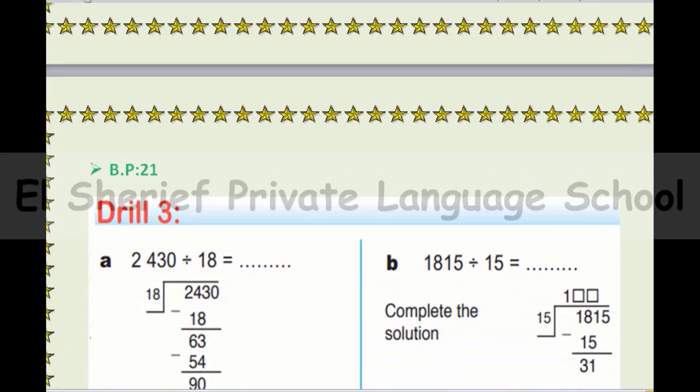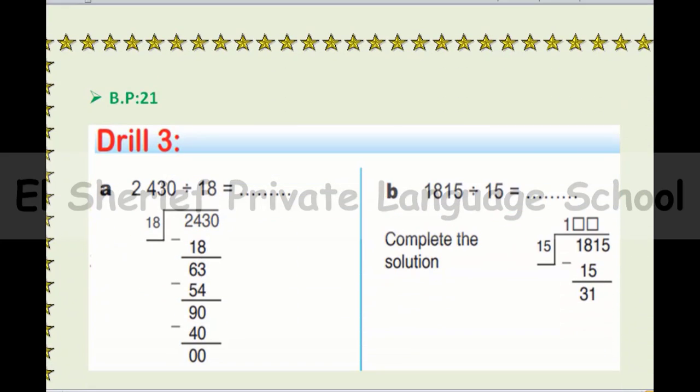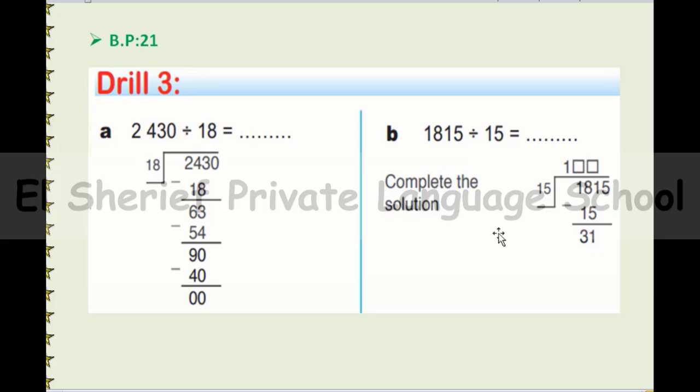Book page 21, drill 3. You can do this by yourself, so try it. This is all for today.